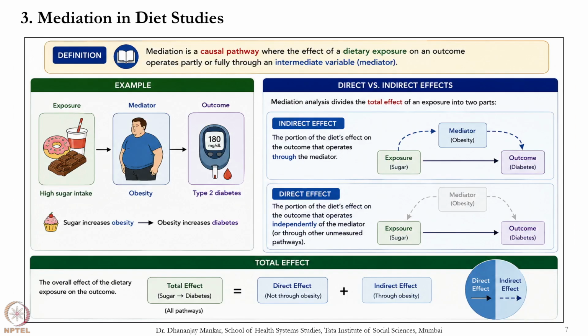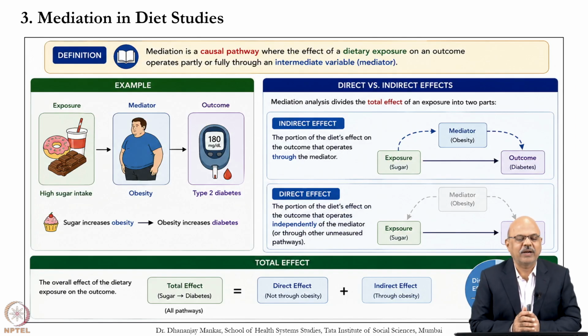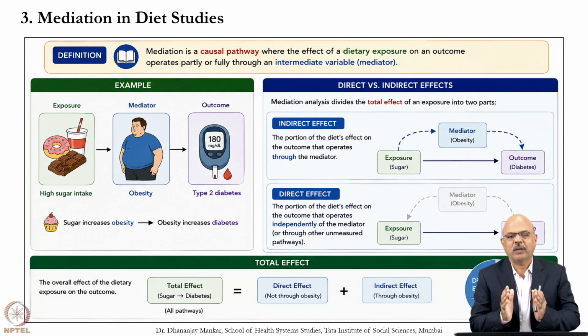Okay. Now, mediation in diet studies. What is mediation? Mediation is a causal pathway where the effect of a dietary exposure on an outcome operates partly or fully through an intermediate variable. So the intermediate variable can be seen as a mediator here.